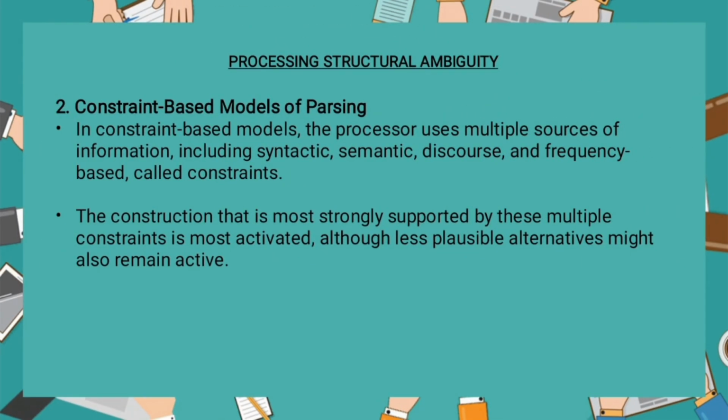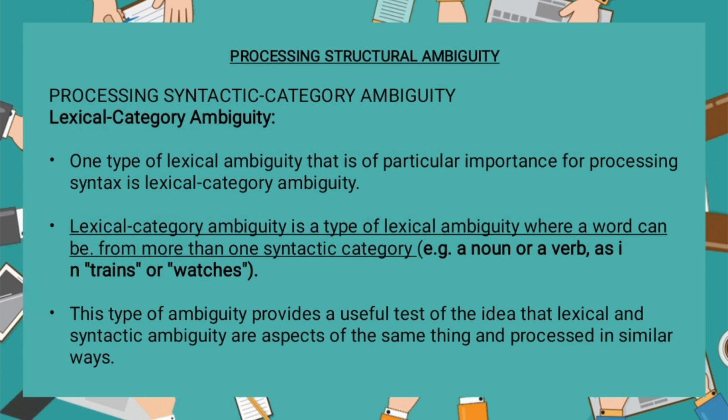Constraint-based models of parsing. In constraint-based models, the processor uses multiple sources of information, including syntactic, semantic, discourse, and frequency-based, called constraints. The construction that is most strongly supported by these multiple constraints is most activated, although less plausible alternatives might also remain active.